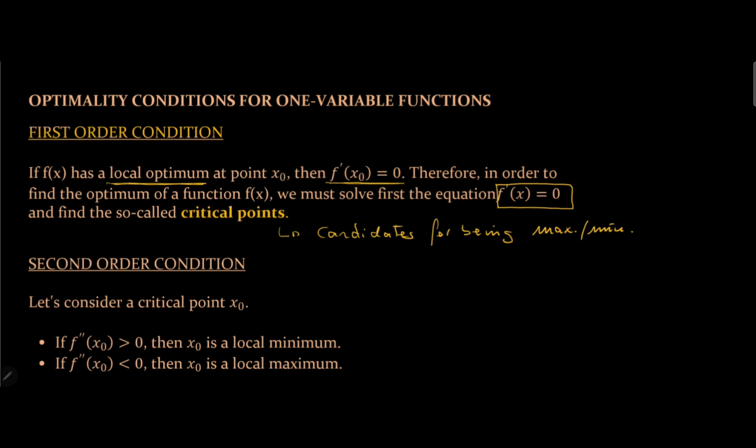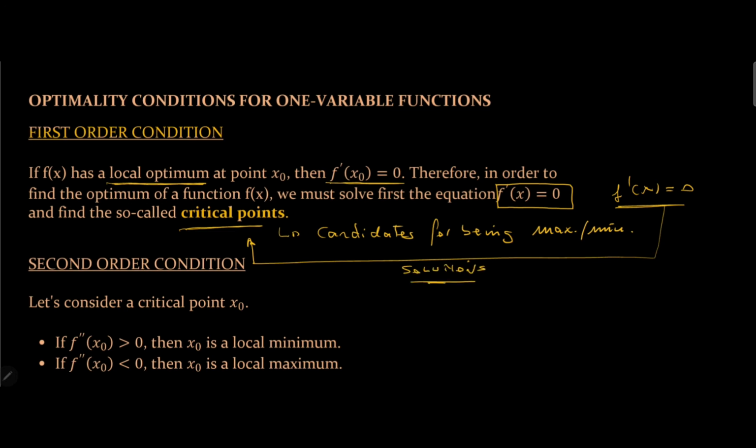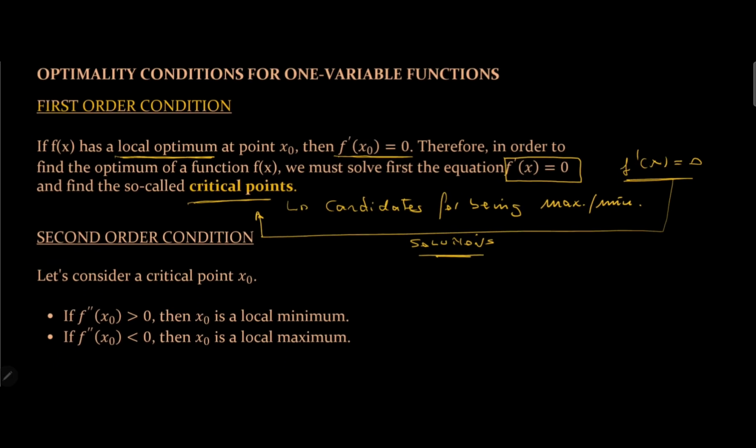So the first step for finding the optimal, the maximum or the minimum points of a function is to state and solve the equation first order derivative equals 0. Okay. Once we've got the critical points, so the solutions of this equation, then we check the second order condition.